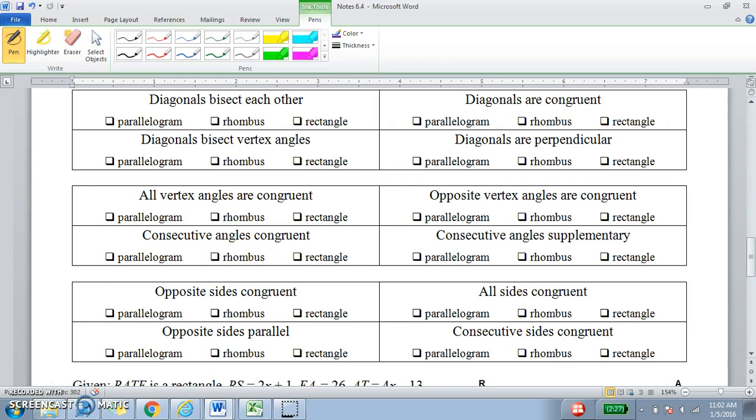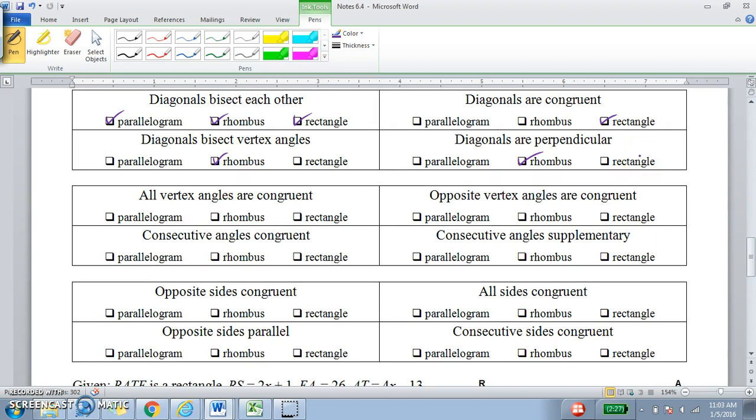So the first one says the diagonals bisect each other. Well, that's one of the 4 things we learned about a parallelogram, so that's also true for the other 2. Diagonals are congruent. That is not always true for a parallelogram. That's one of the things that we learned today about a rectangle. Diagonals bisect the vertex angles. That's not always true for a parallelogram. That's one of the things we learned today about a rhombus. Diagonals are perpendicular. We also learned that about a rhombus. It doesn't always apply to the other 2.